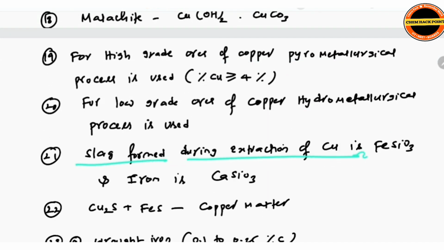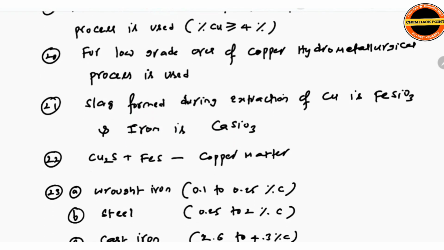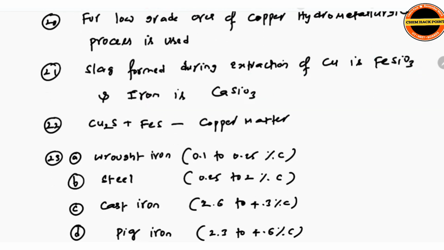Slag formed during extraction of copper is iron silicate, and during extraction of iron, the slag formed is calcium silicate. During extraction of copper, this particular mixture is formed, Cu2S plus FeS, which is known as copper matte. You can refer to it as copper matte.